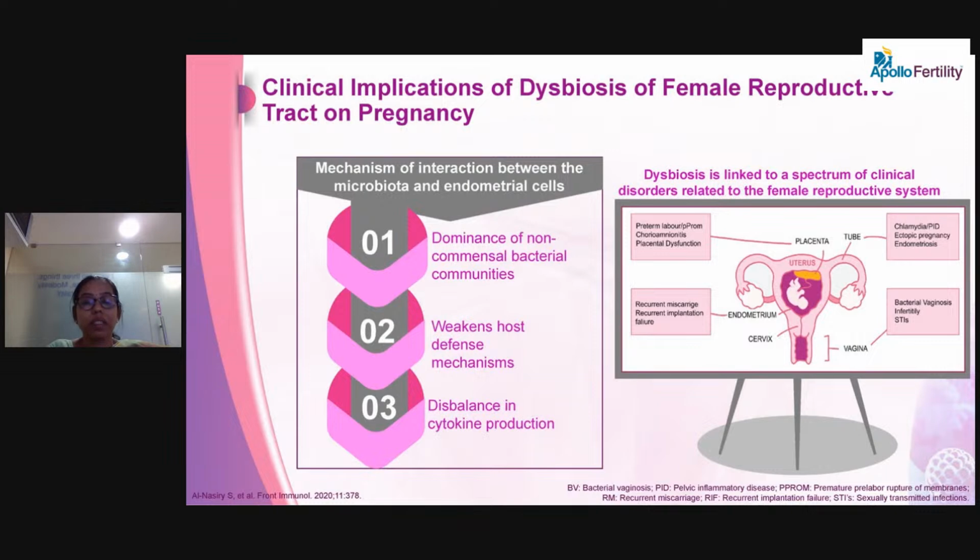sexually transmitted disease. In the fallopian tube, it can lead to a chronic pelvic inflammatory disease. It can lead to an ectopic pregnancy, or it can lead to a chronic endometritis. In the decidua, it can lead to a miscarriage. It can lead to a preterm premature rupture of membranes, and it can cause a recurrent implantation failure.